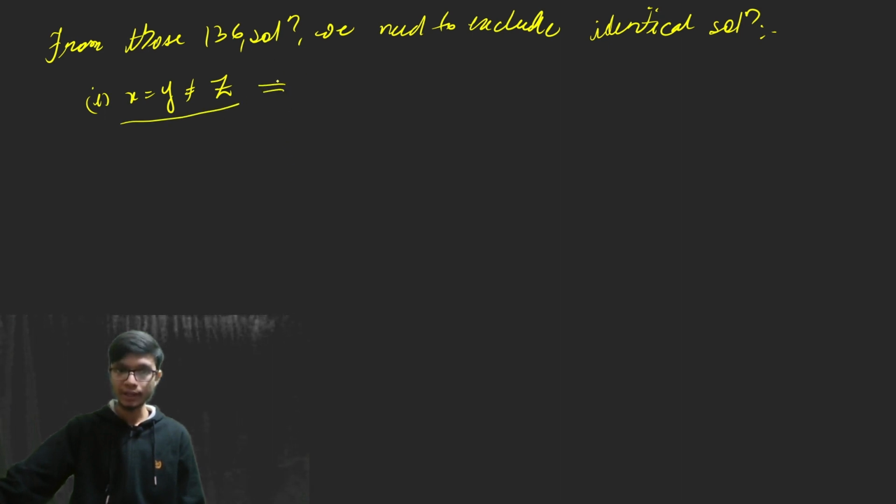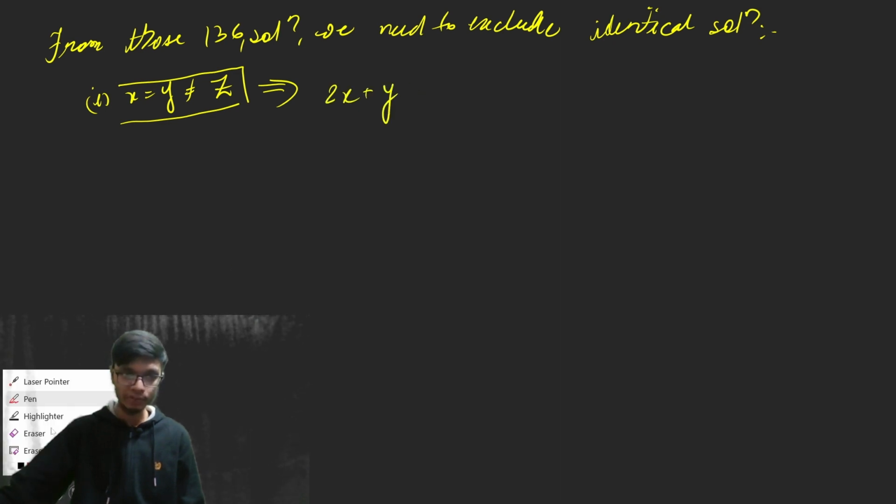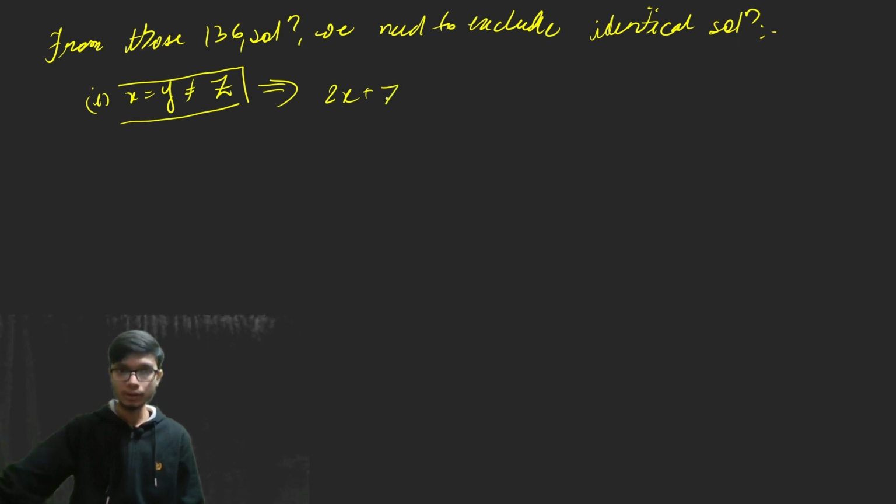If this particular case holds true, then the equation becomes 2x plus z is equal to 15. Now if you solve this, you can go on forming cases. For x is equal to 0, z is equal to 15. Similarly, for x is equal to 1, z is equal to 13, and so on, you can form cases.